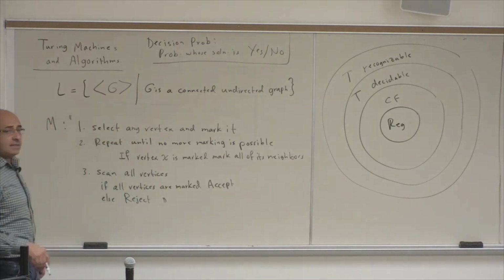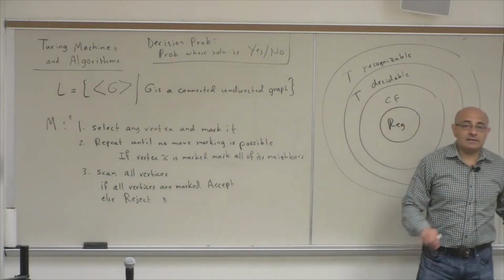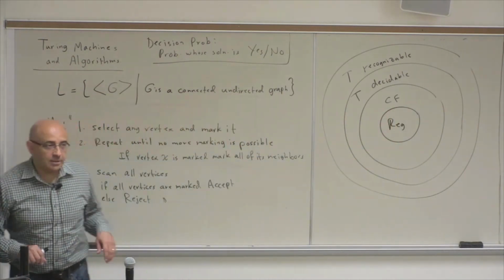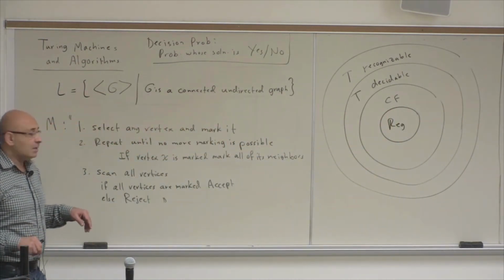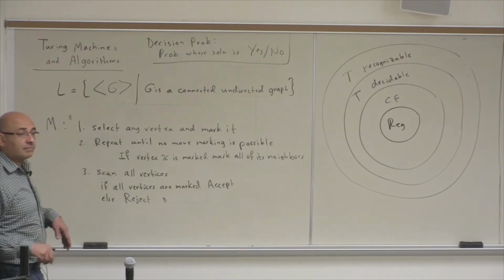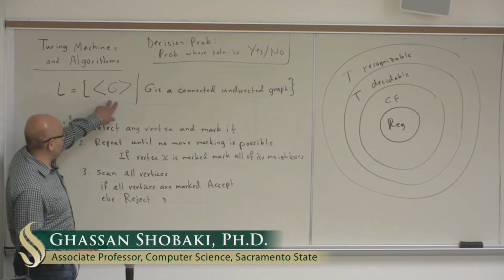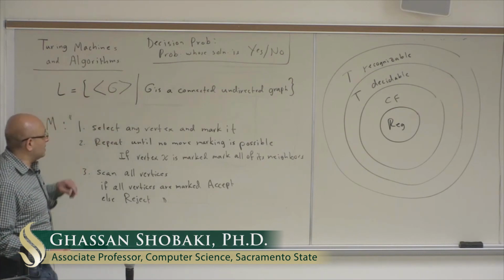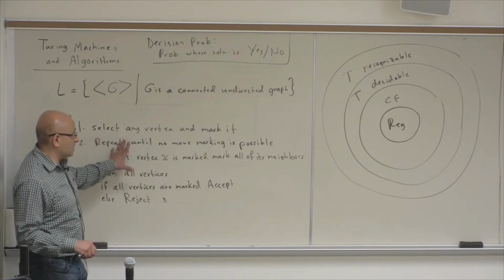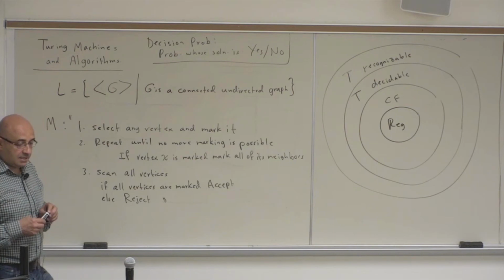So we're not showing here a state diagram like we did for finite automata and pushdown automata, because a state diagram for this would be too complicated, too messy. We're only giving a high-level description. So this is a high-level description of an algorithm that will determine, given a graph, if this graph is connected or not. And these are the high-level descriptions that we will be using to describe Turing machines in this part of the course.